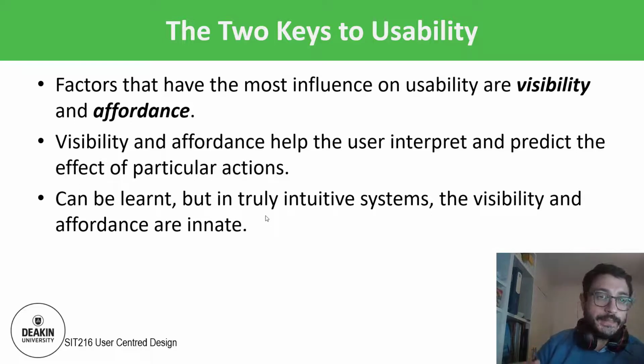So what are the two major factors? The two major factors are visibility and affordance. These two together can be used to actually predict whether or not our application has been well designed for the user. It can be learned, but in truly intuitive systems, the visibility and affordance are innate. It's actually much easier to do something which is easy to use than something more difficult, because we are people. So we try to do things which are simple.